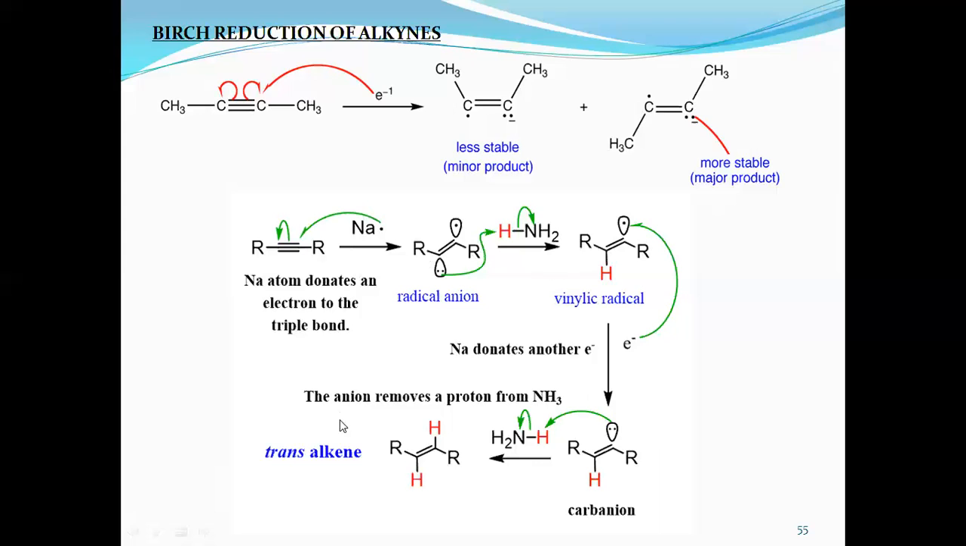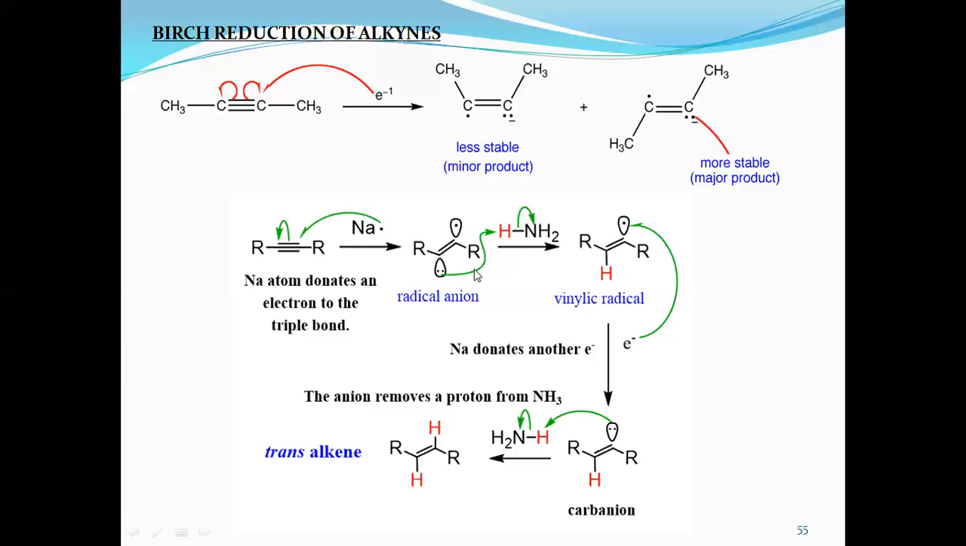Let us look at this part. First, one electron is transferred from sodium to the alkyne, into the pi orbital of the alkyne, and it generates a radical anion. In the next step, the protonation of this radical anion produces a vinylic radical.